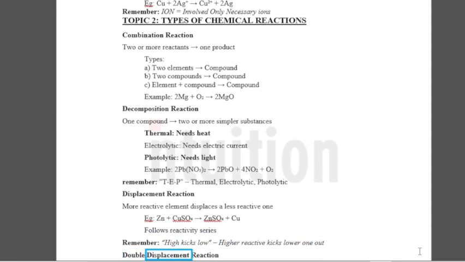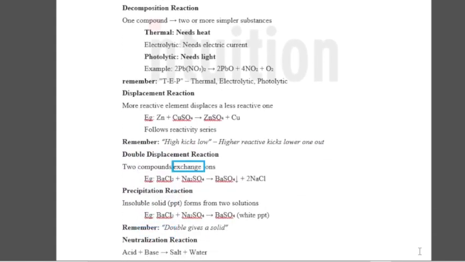Double displacement reaction: 2 compounds exchange ions. Example: BaCl2 + Na2SO4 → BaSO4 + 2NaCl. Precipitation reaction: an insoluble solid, a precipitate, forms from 2 solutions. Example: BaCl2 + Na2SO4 → BaSO4, a white precipitate. Remember, double gives a solid.